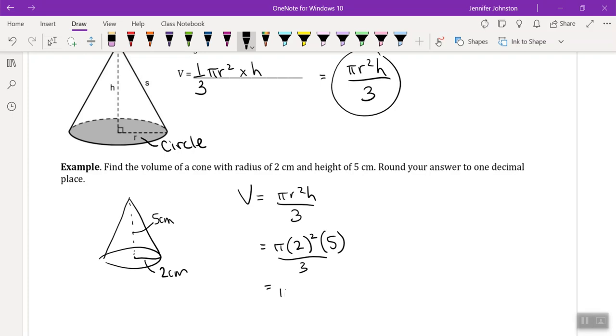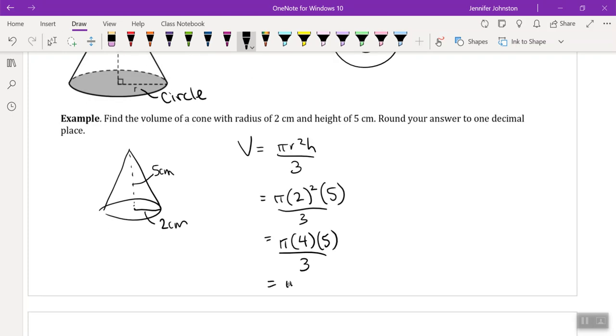So let's put this together. Here we get 2 squared, that's 4 times 5 divided by 3. 4 times 5, that's 20, so pi times 20 divided by 3. And what do we get there? 20 times, use your pi button.